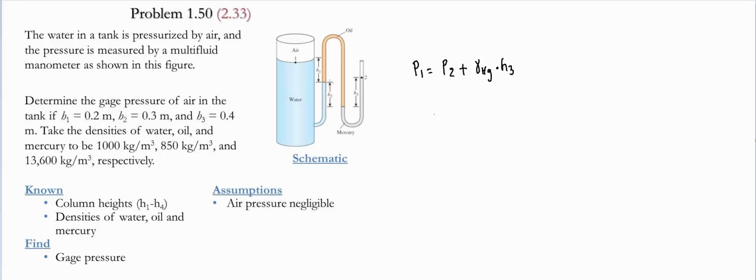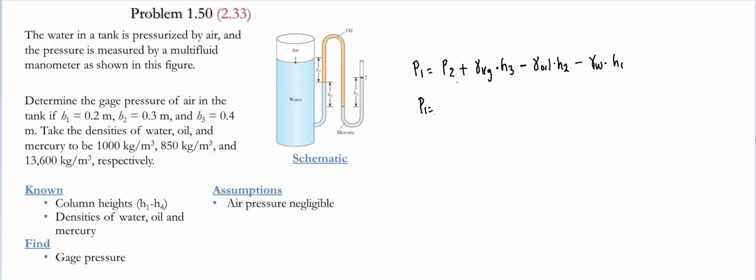Because we are going upwards, the pressure goes down, therefore the value is negative, and we multiply by gamma of the fluid, which is oil, times the distance in between, which is H2. Then we go lastly from this point to point 1. Once again we go upwards, therefore the pressure is reducing and the quantity is negative. We have gamma of water times H1. Since we have density, we're going to replace gamma by the density of the fluid times the gravitational acceleration.